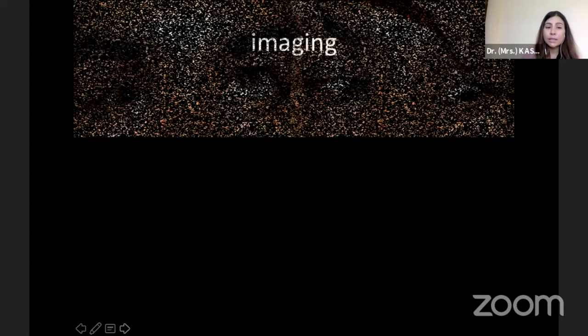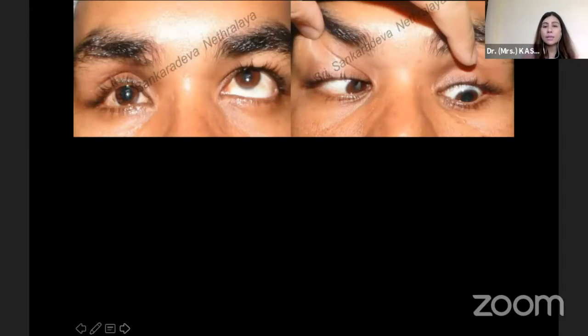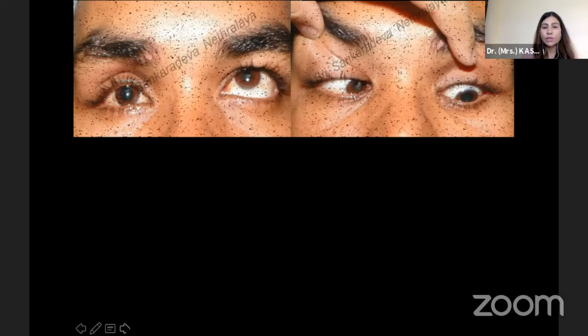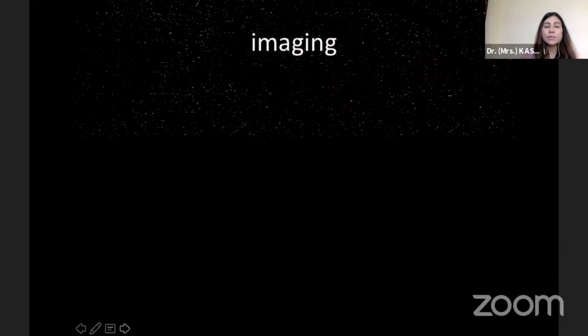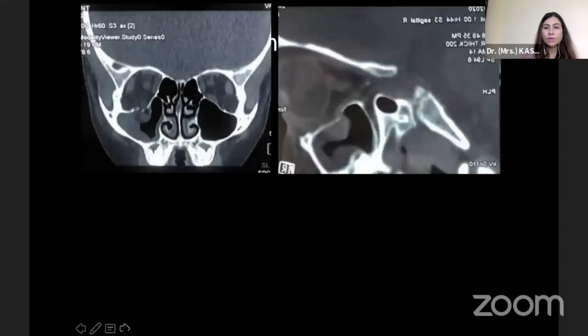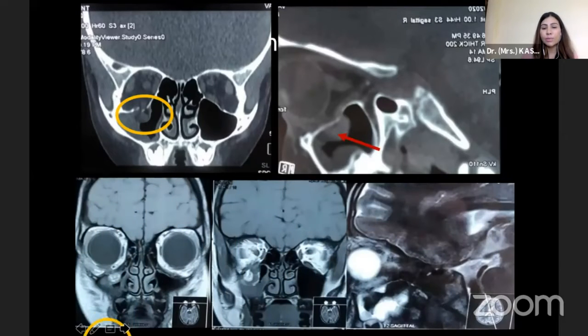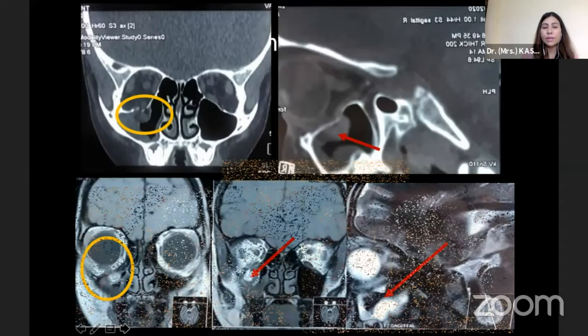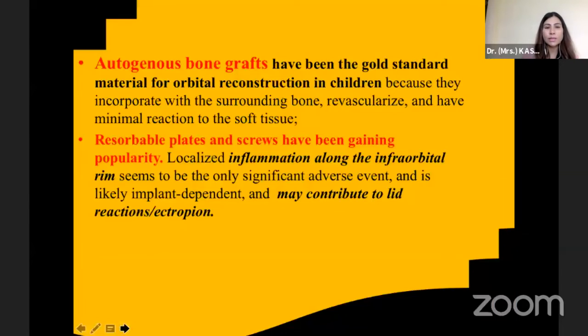So imaging is the gold standard. In a situation like this, you can see when the child looks up, the eye does not move. This is a trapdoor fracture. As you can see here, the inferior rectus has been trapped, as the fracture has gone back but the muscle has not gone back and remains trapped, as you can see in the MRI below, and surgery should be done in order to release it.